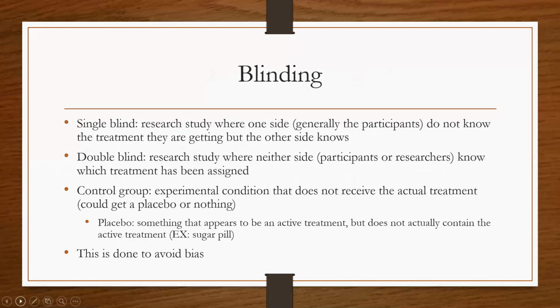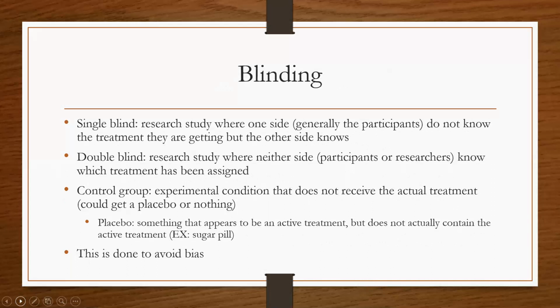So blinding, this is a way to try and prevent biases. You've got the single blind, where one group does not know what treatment they're getting. This is generally the participants. I guess you could do it with the researchers being the blind ones, but it doesn't really make that much sense. You have the double blind, where neither group, the participants or the researchers, know which treatment they're getting.